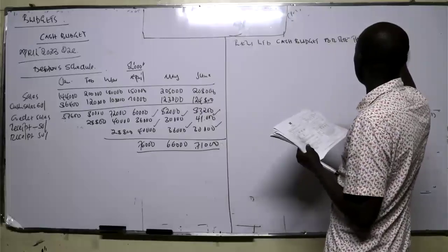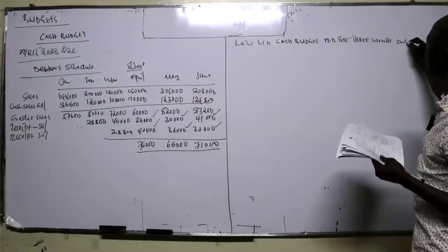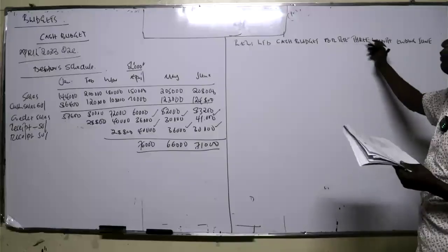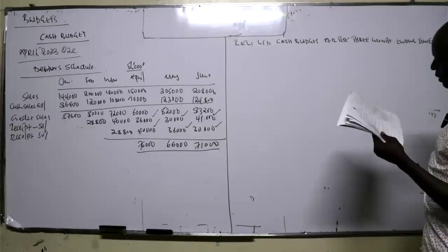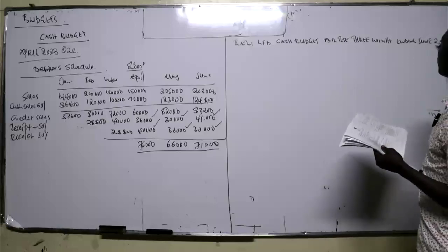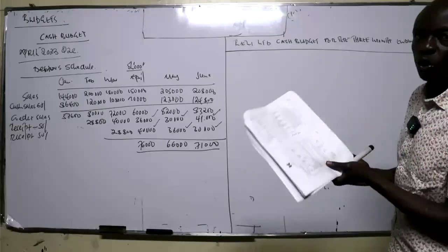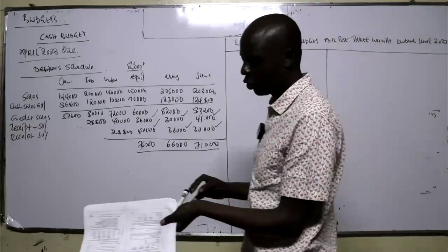A quarter has how many months? For the 3 months ending, or we can write for the quarter ending June 2023. So now you prepare it in columnar form.